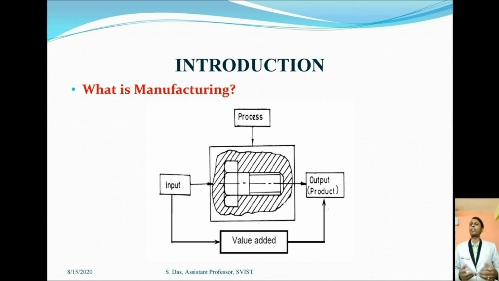With the help of this equipment or machinery, we add value to the raw material, and the desired shape, size and accuracy come in the finished product, and this product also satisfies our human needs. This is all about manufacturing.